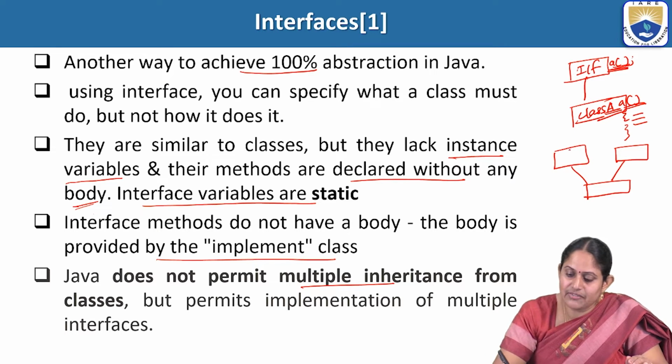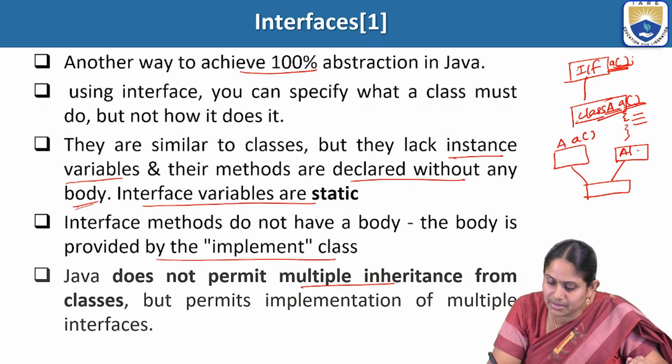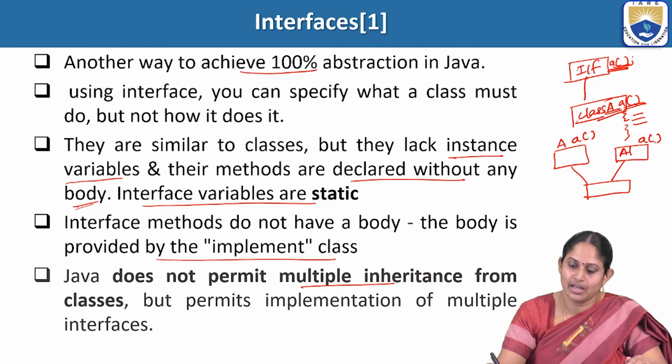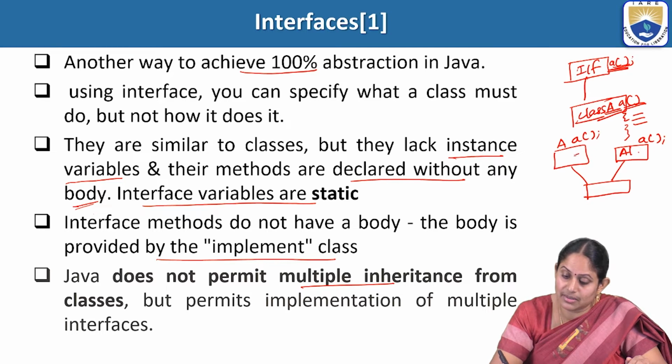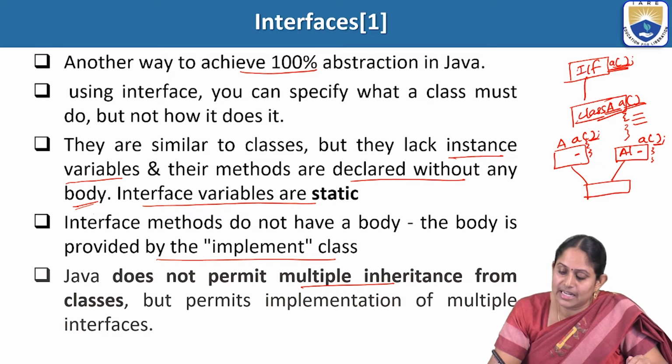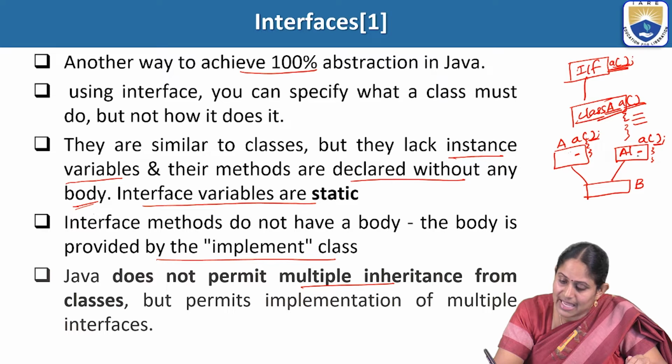The problem is that, let's say we have a class A with method A, and we have another class A1 with the same method name. These two classes will have their own implementation for the method A. Now, we have another class B which is inheriting both from A as well as A1. So both the methods from A and A1 will be available here.